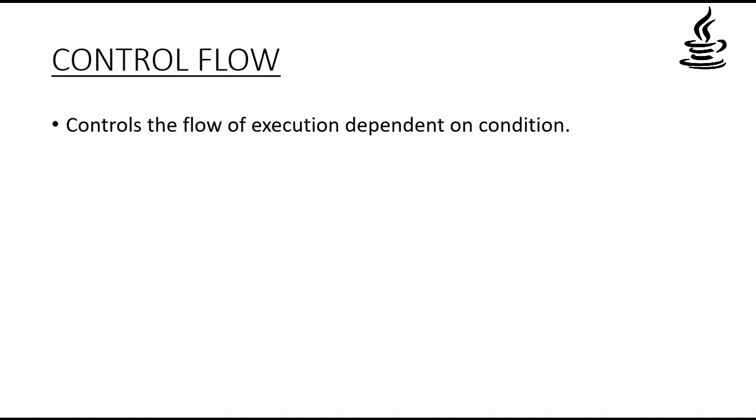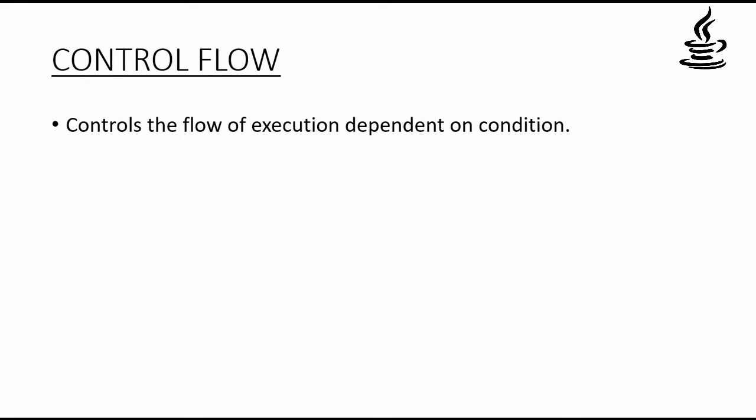Control flow basically refers to controlling the flow or execution of our program. Now this flow of execution can depend upon certain conditions. If the condition is evaluated to a true value, then we will follow some path, and if the condition is evaluated to a false value, then our program will follow a different path. So based upon the condition we control the execution path our program will take.